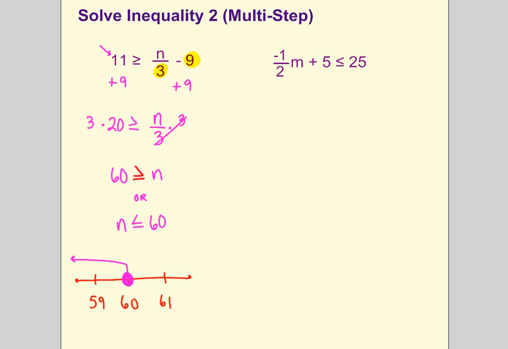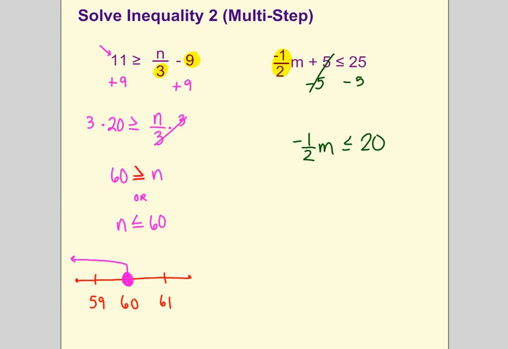Alright, next example, no distributing to do. We do not have m's on both sides of the inequality, so we start solving. One thing to note here, we have this negative 1/2 connected to our m. That's my hint right now that I will end up flipping this inequality in the end. But we'll take care of that when we get there. First, we are adding 5, so we will subtract 5 from both sides. So we have negative 1/2 m is less than or equal to 20.